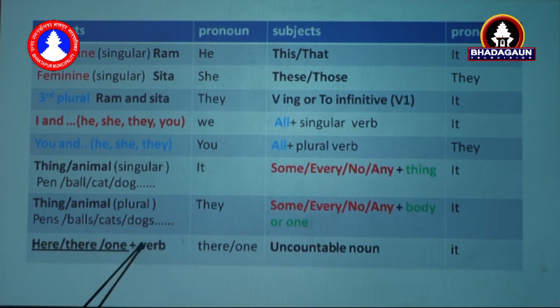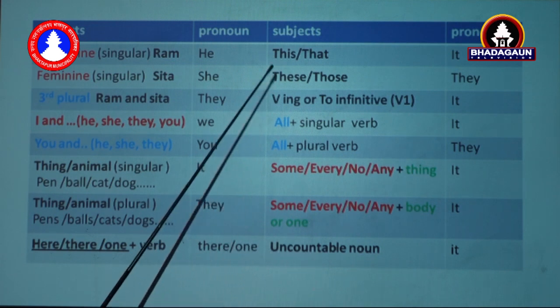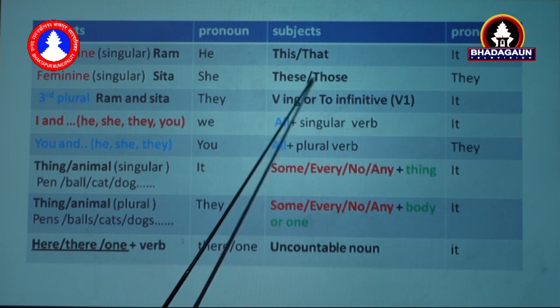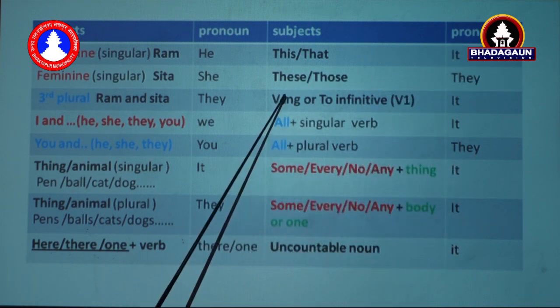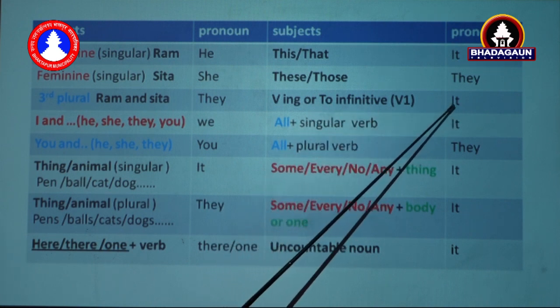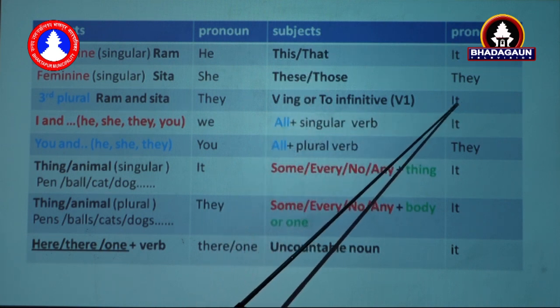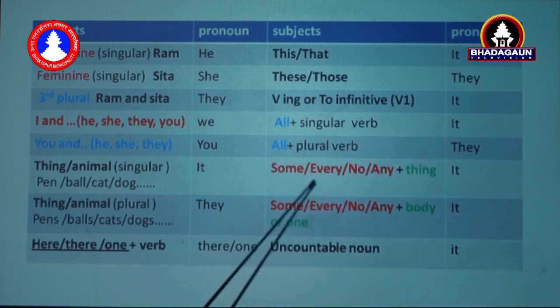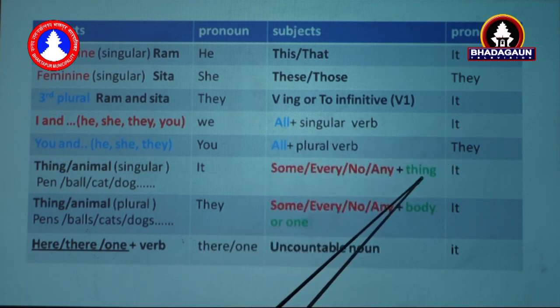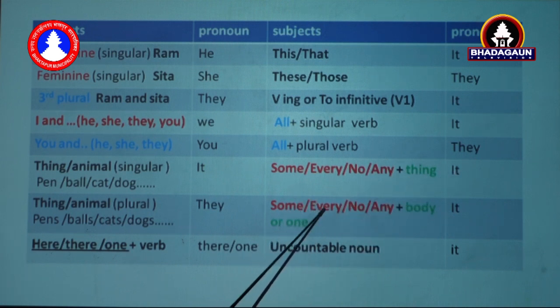Here, there, one, verb, there, one, same. This, that change into it. These, those change into they, because we just use these pronouns only, right? Verb-ing or to verb 1, if used as a subject, use it. All plus singular verb, it. All plus plural, they. Some, every, no, any plus thing, it. Some, every, no, any plus body or one.